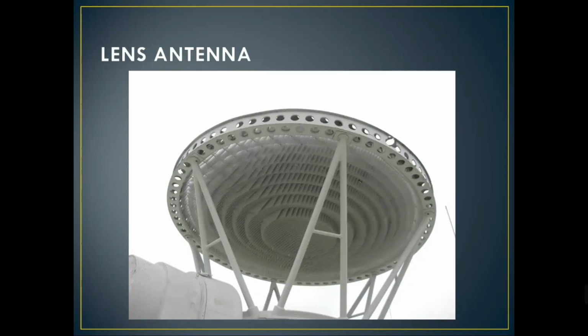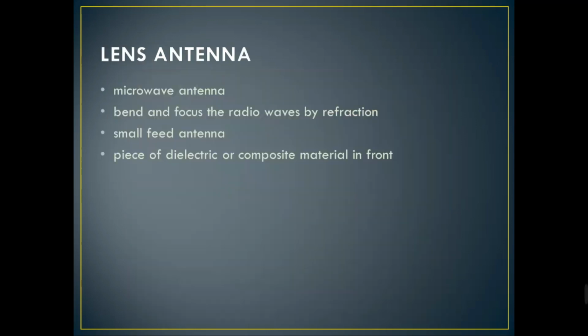And number 3 is the lens antenna. A lens antenna is a microwave antenna that uses a shaped piece of microwave transparent material to bend and focus the radio waves by refraction, as an optical lens does for light.